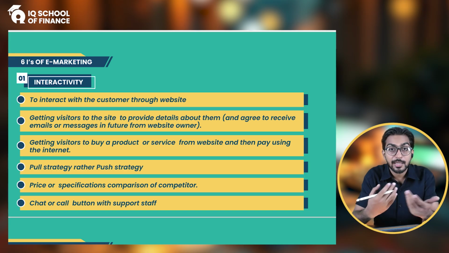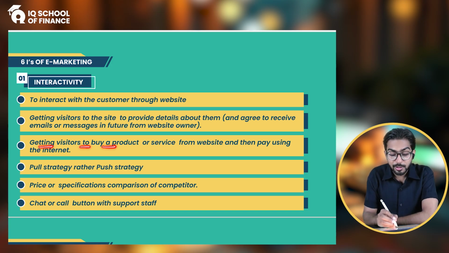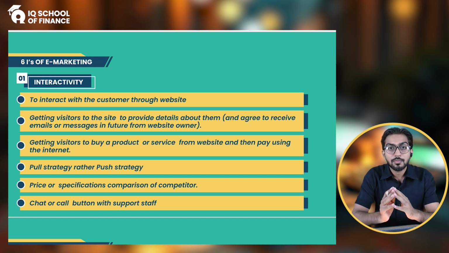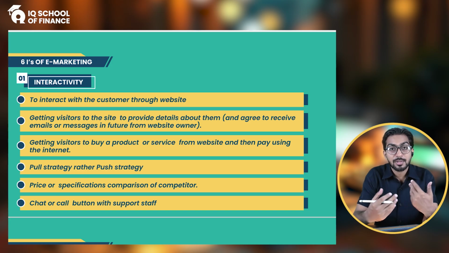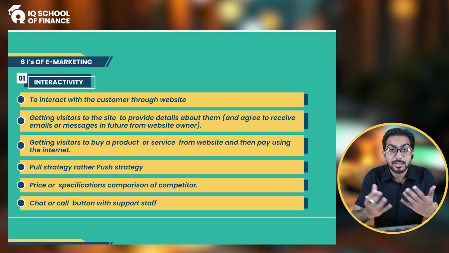So now that you are getting the consent from the customer, it becomes a two-way communication. That is how you interact with them in e-marketing and e-business, right? Then getting the visitor to buy a product or service from the website and pay using the internet. So now you are making the customer pay through the website or a payment link. Again you are interacting with the customer. The customer is giving their payment details and interacting with you. So there is nothing one-sided here, because the customer is also doing something in your marketing or display website.